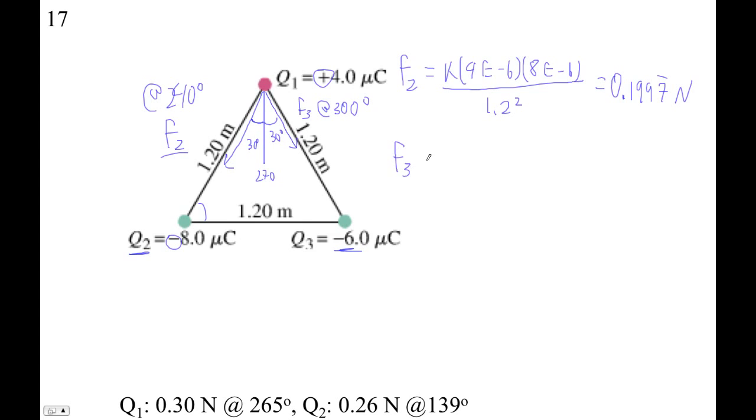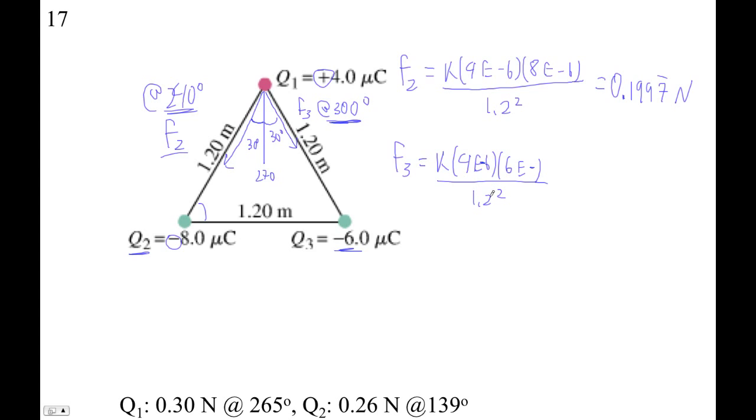Okay, F3 is K times, and then this guy here is Q1, 4e-6, and then the other one is the 6. Notice I'm ignoring the minus sign that's on there because I've already taken into account the direction of the forces. I've already figured that out. I'm just finding sheer magnitude here. Oops, that's minus 6. It cannot be lost, a factor of a million. Okay, so 1.2 squared.